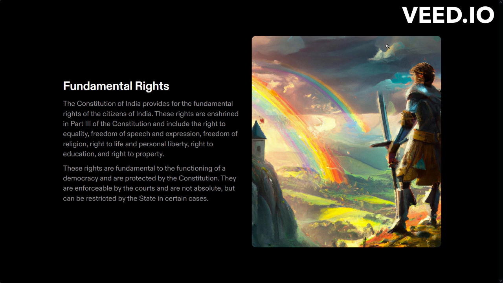These rights are fundamental to the functioning of a democracy and are protected by the Constitution. They are enforceable by the courts and are not absolute, but can be restricted by the state in certain cases.